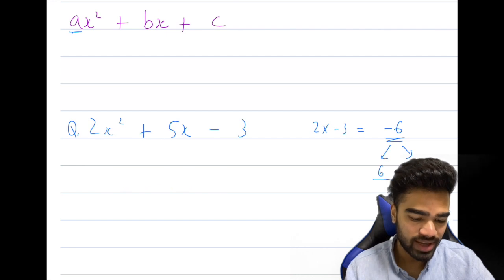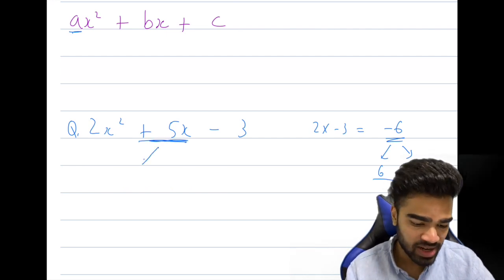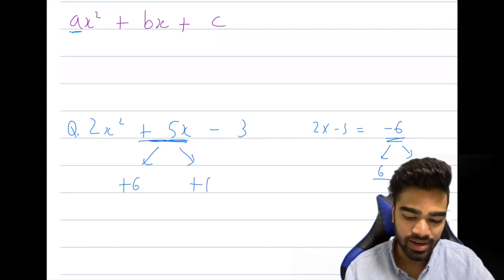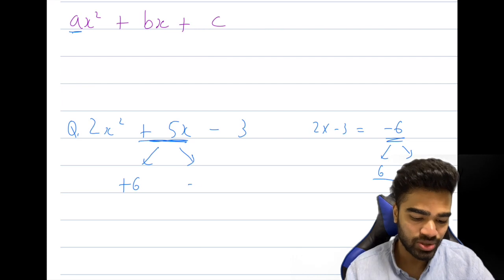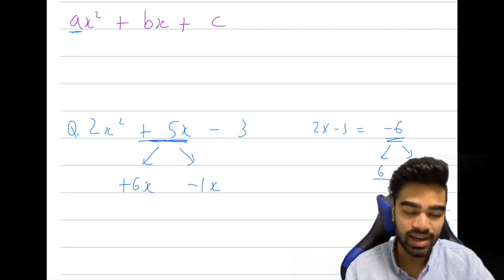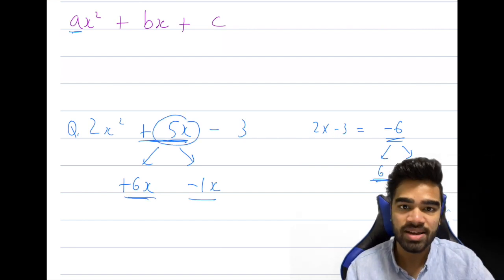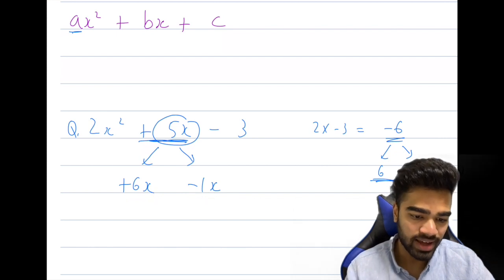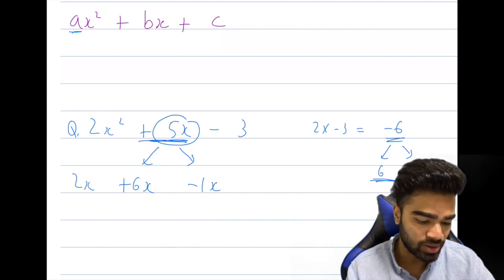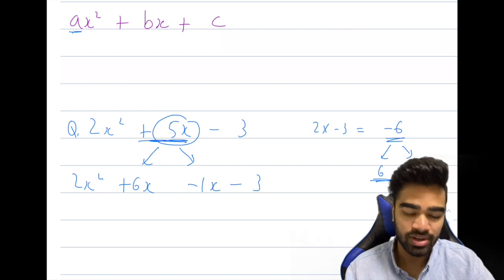What we're going to do instead is take this middle term, which is 5x, and split it up into both the factors. So you have plus 6 and minus 1. Right? Those are your two factors. Instead, you're going to write plus 6x and minus 1x, like so. Okay? So I'm going to split 5x into both its factors, which is plus 6x and minus 1x. And then everything else, you just write it down. So 2x squared comes down, and then negative 3 comes down.